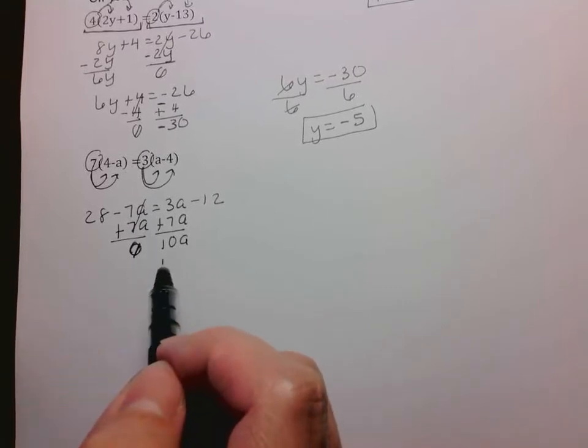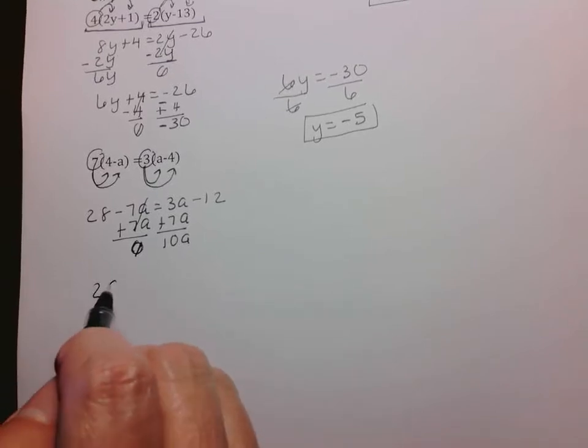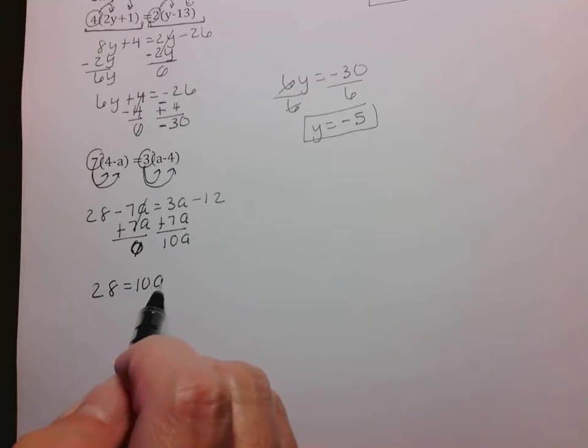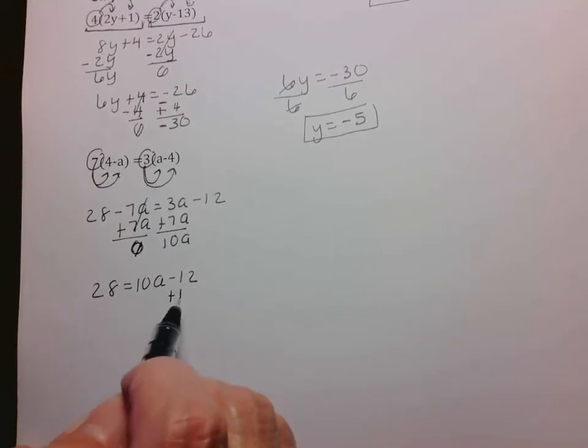And you will learn which way is the easiest way over time. I promise, you'll be able to spot it eventually. So now what am I going to do? I'm going to add 12 to both sides.